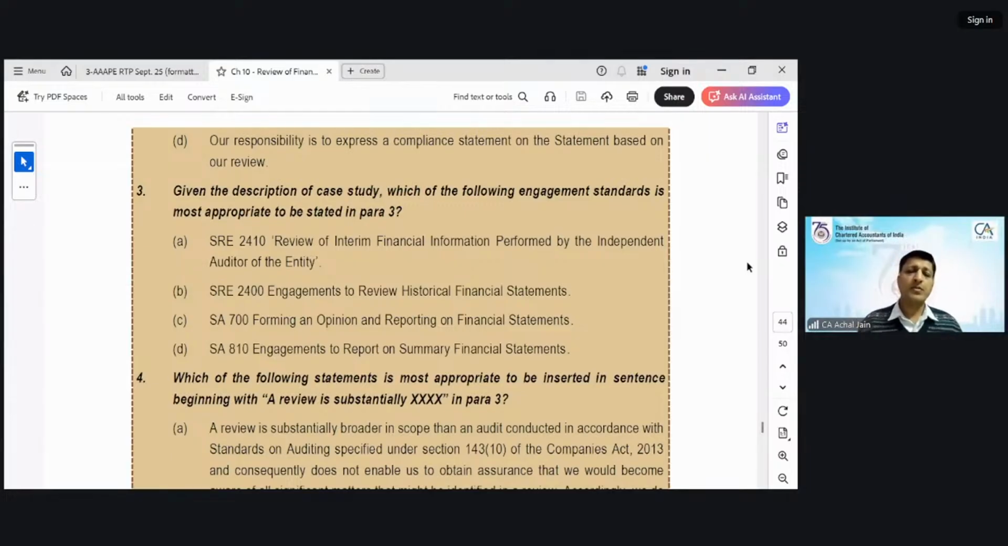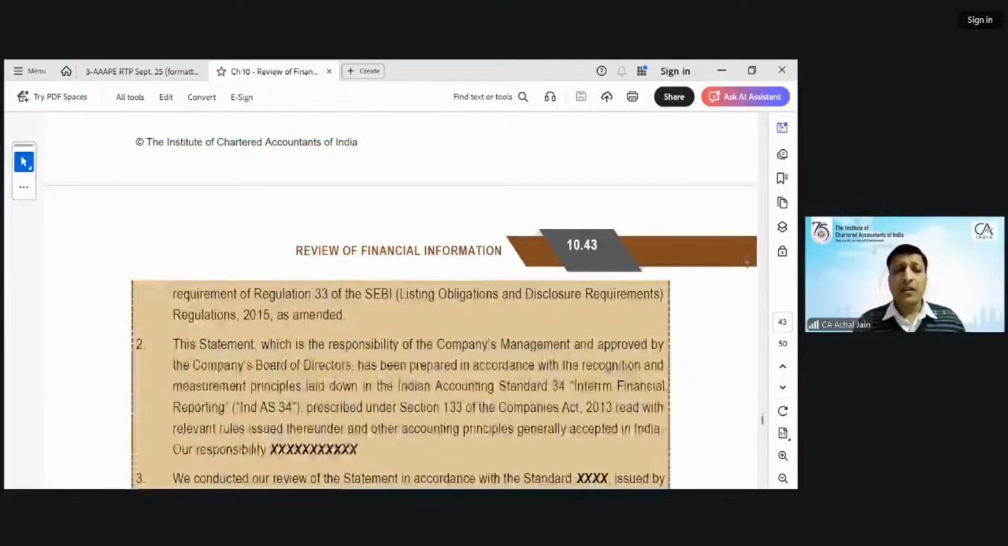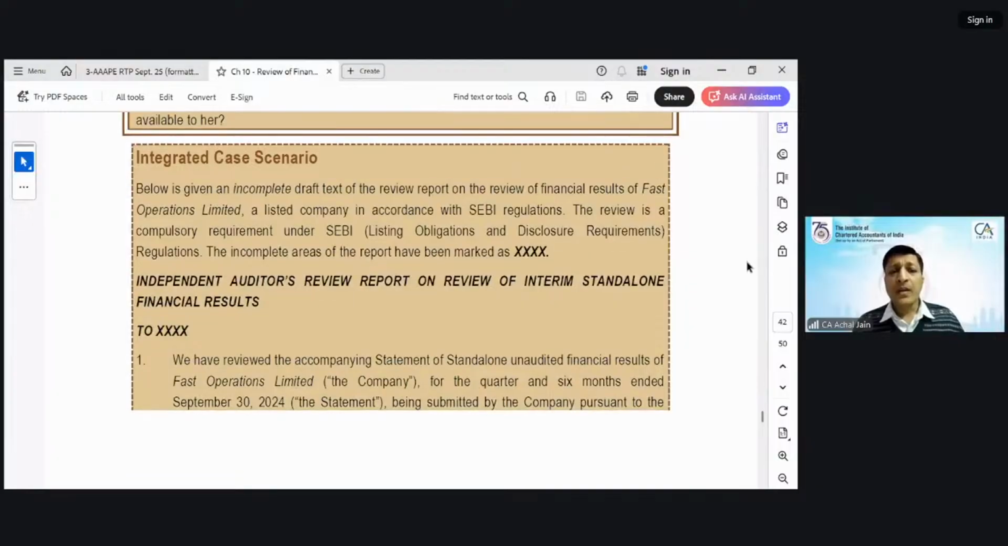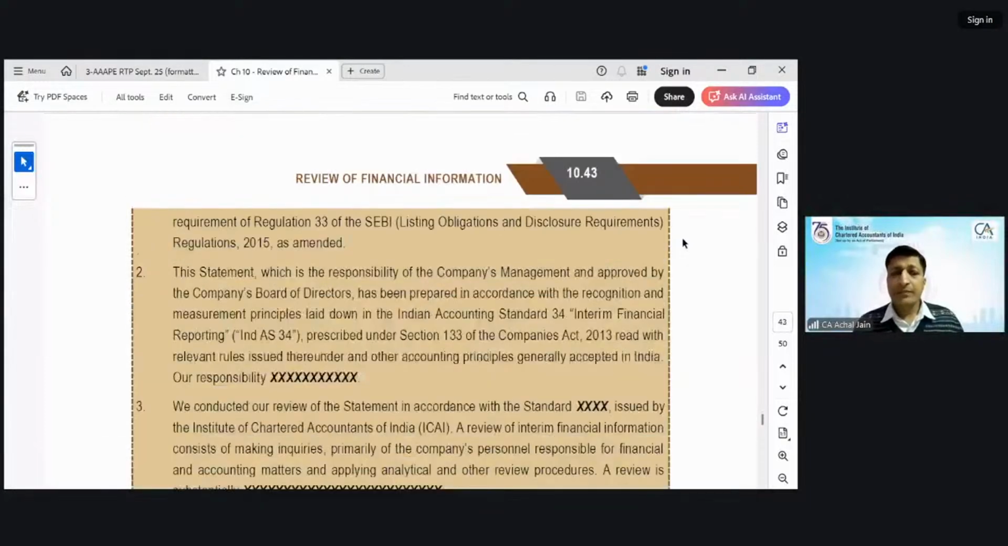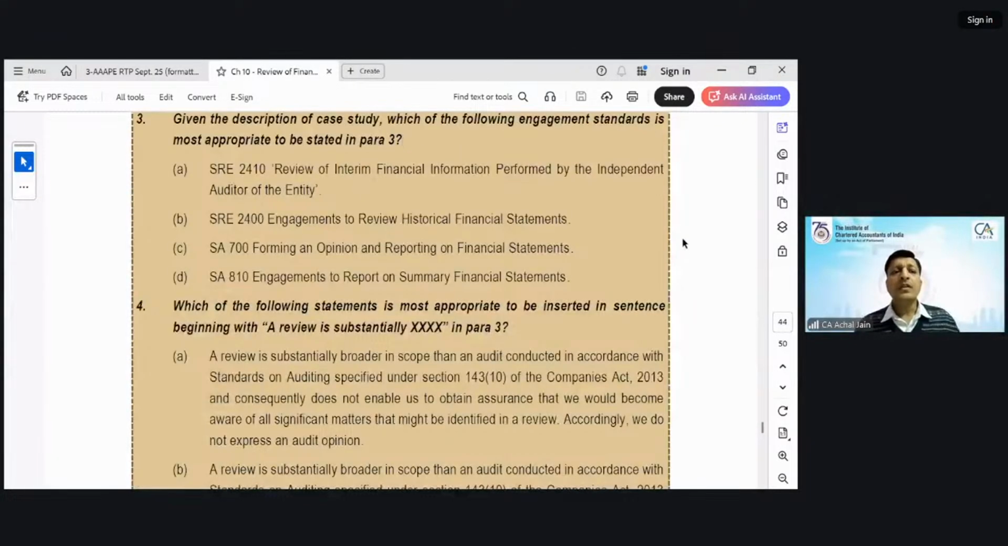No, that is not possible. Can you apply auditing standard? No, because clearly, in the discussion, what do you understand? It's a review which is going on. So SA 700, SA 810 clearly move out of the picture, right? So which is the only one left? And of course, which is the correct one? It has to be A.